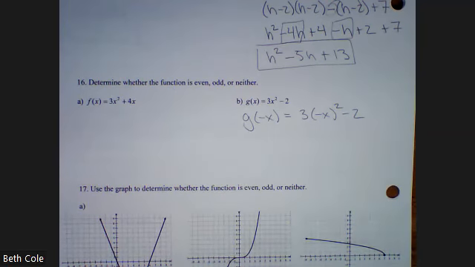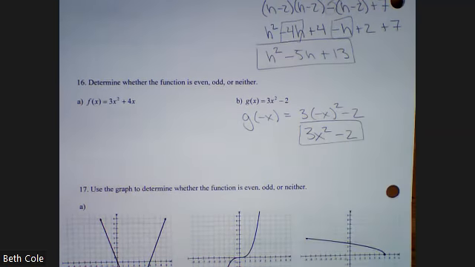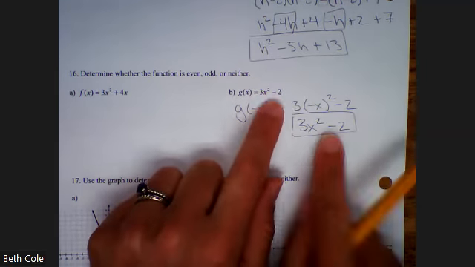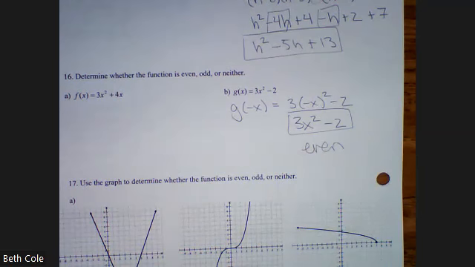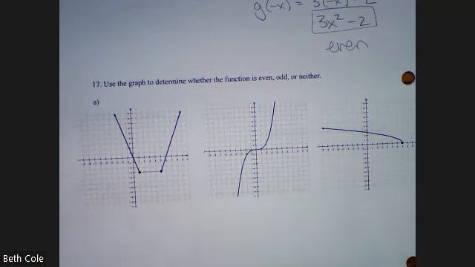Now, when you do a negative x squared, squared means it's going to turn positive. So this will be 3x squared minus 2. Don't lose the square. That's another common thing that happens. People lose the exponent. It's just there. I don't know how else to explain that. All right, compare that to the original. What do you notice? It's the same, so even. And these ones we can do super quick. You just look at it. If it's symmetric to the y-axis, it's even. The origin is odd, and then neither would be neither.